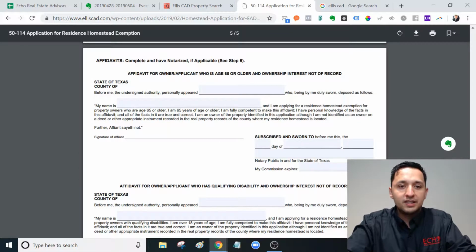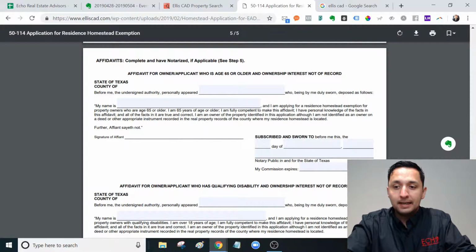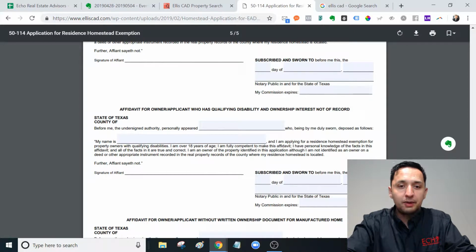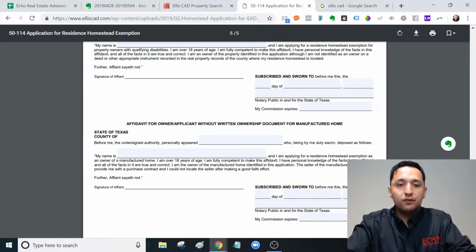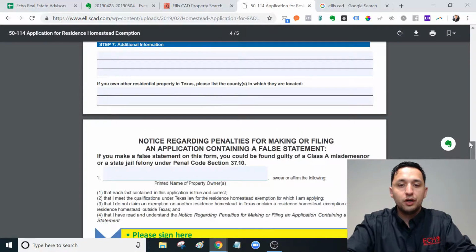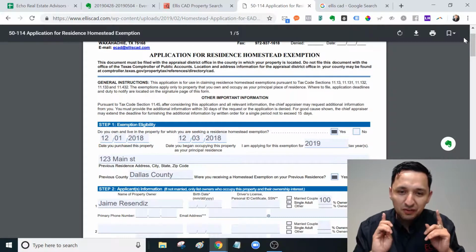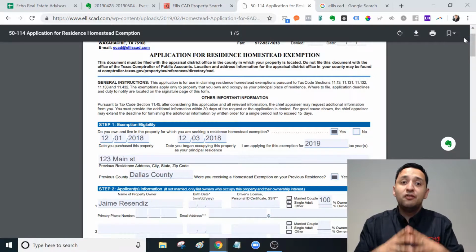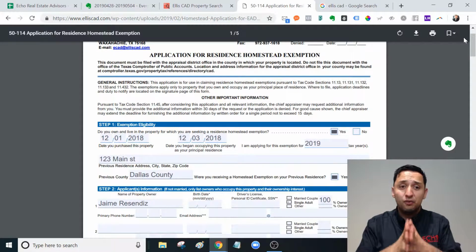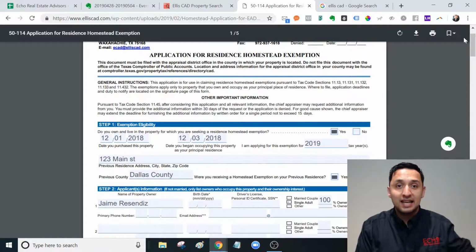And let's see, here are the affidavits that I was mentioning. Affidavit for owner applicant who is age 65 or older. So if you're filing additionally for that, affidavit for owner-occupant applicant who has a qualifying disability, okay? And affidavit for owner applicant without written ownership documentation for manufactured homes. So if you're gonna do that, there you go. But as you can see here, this video took longer than what it's going to take for you to file your homestead exemption. If you missed the deadline for this year, don't worry. Go ahead and apply for it now to make sure that you're not late next year.